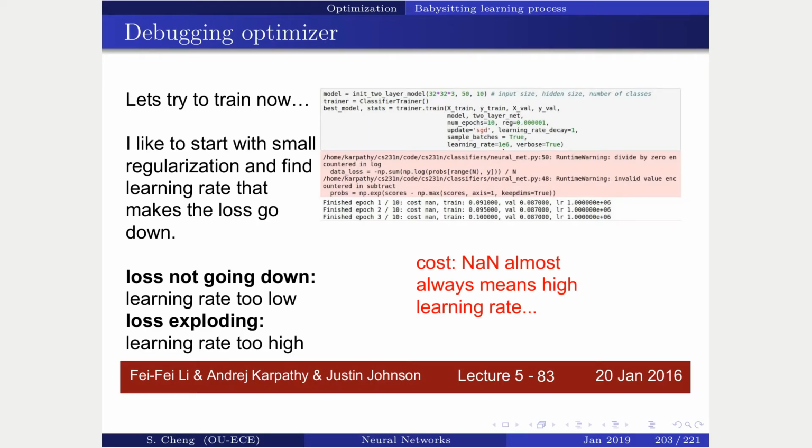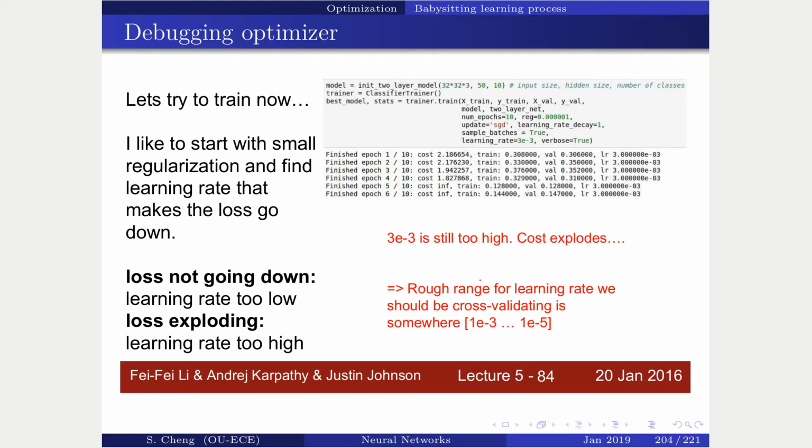And typically when the learning rate is too high, we just get a bunch of NaN. Honestly, I'm not quite sure which part went wrong, but that's typically what will happen. Probably there's some division somewhere, like infinity over infinity, that kind of stuff. But seeing NaN is a pretty good indicator that your learning rate is probably too high, so the cost exploded.